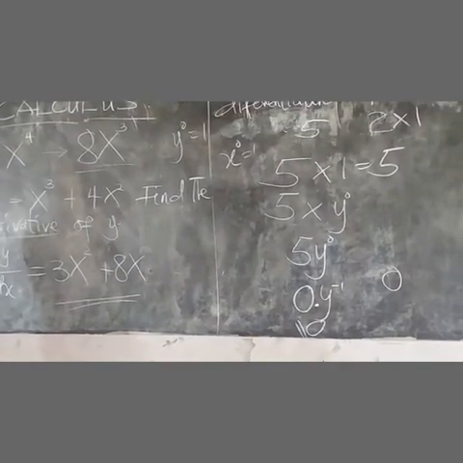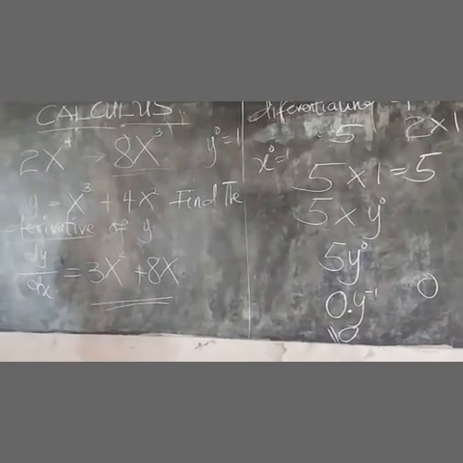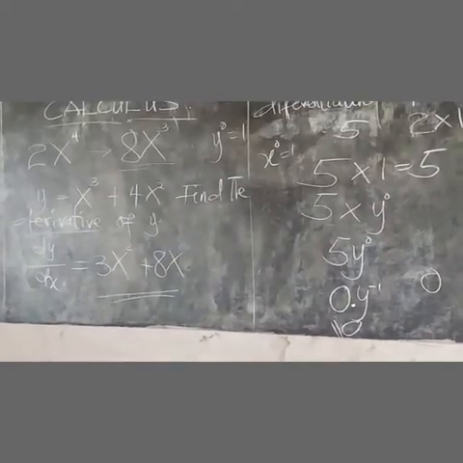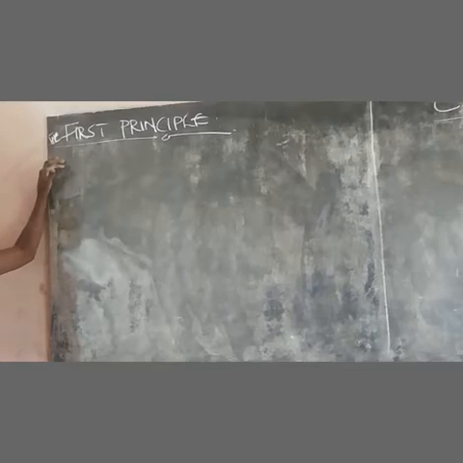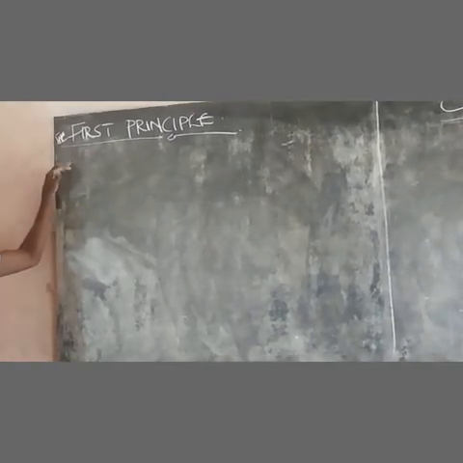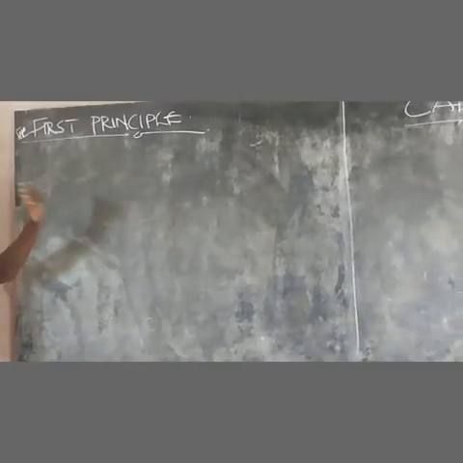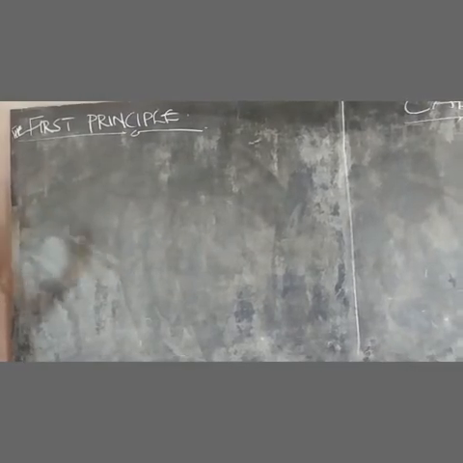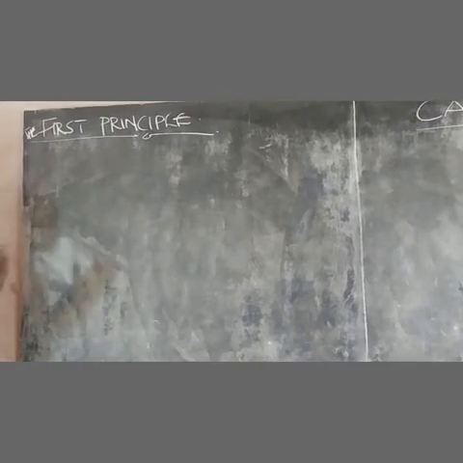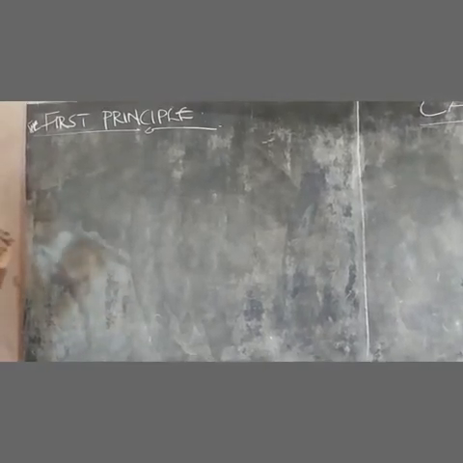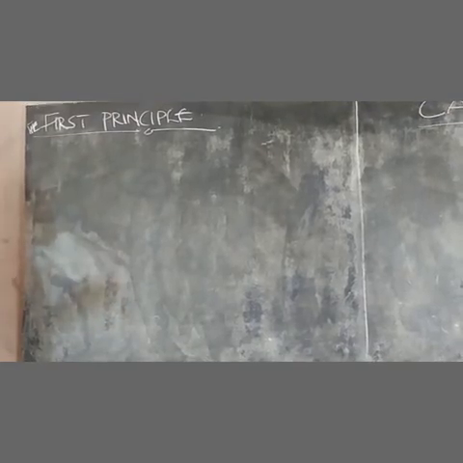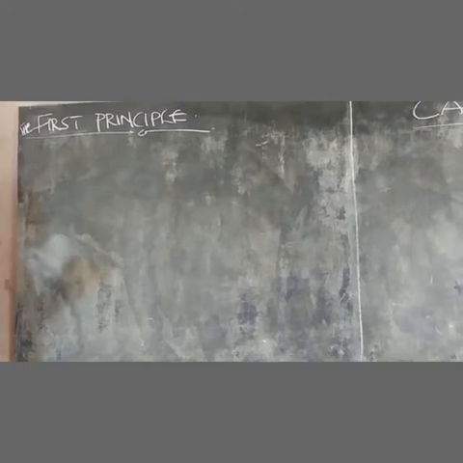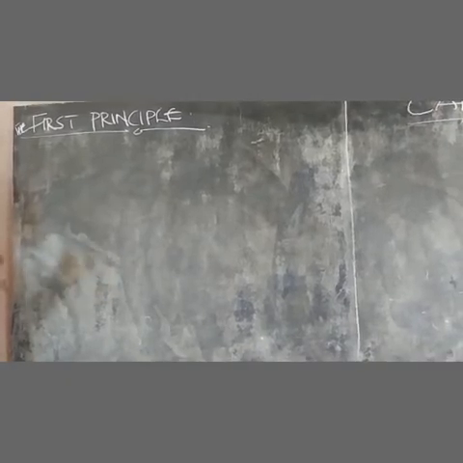Now, let's look at the first principle. The first principle, as I will say, is another method or mechanism that you can use to differentiate a function, or to differentiate a term. But because it is a principle, let's look at the principle. But before we even state the principle, let's look at how the principle was generated.